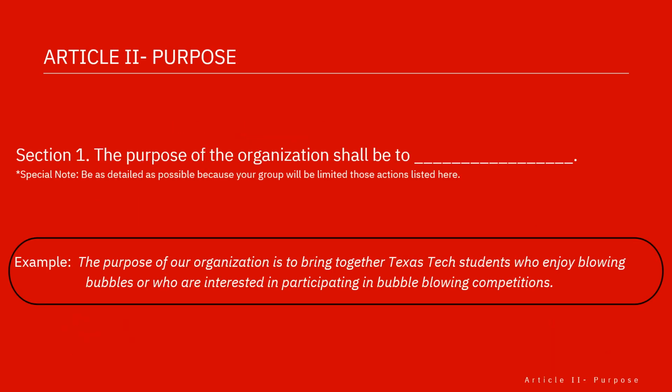Now, under Article 2, let's look at describing the purpose of our organization. For example, you can start off easily with stating the purpose of our organization shall be to blank. Fill it in here. The best thing that you should know about your purpose is to be as detailed as possible, because these are the actions that you're limited to. So at the very least, here's our example for the Bubble Blowing Association. The purpose of our organization is to bring together Texas Tech students who enjoy blowing bubbles or who are interested in participating in bubble blowing competitions.